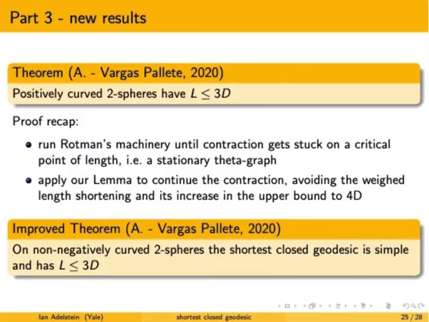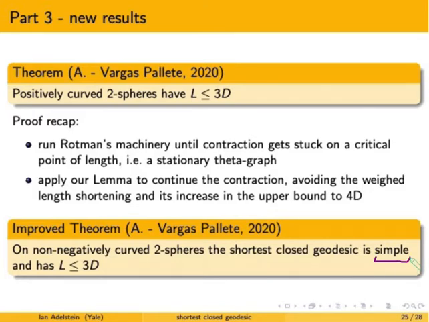I'll say that we can improve our theorem in a couple directions. First, we can move from positive curvature to non-negative curvature. This is just because if you give me a non-negatively curved two-sphere, I can find a sequence of conformally close metrics with positive curvature. Our theorem applies to the metrics in the sequence so that the length is bounded by 3 times the diameter, and then this inequality holds in the limit. So we can improve slightly from positive to non-negative, and then we can also add a nice adjective to shortest closed geodesic. We can show that it's necessarily simple.